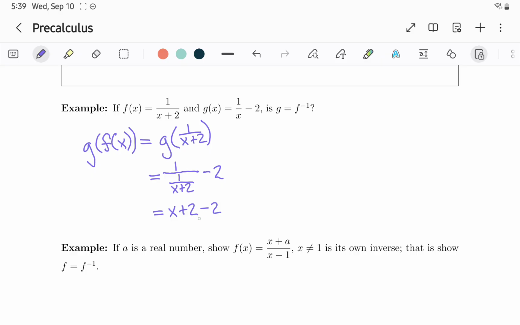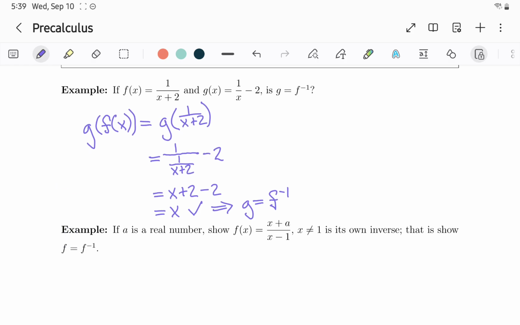And we can add the like terms now. So we have 2 minus 2, which is 0, so we just have x. And so this confirms that g is the inverse of f. So I'm just going to do a little implication arrow to say that g is equal to f inverse, according to our verification process here.